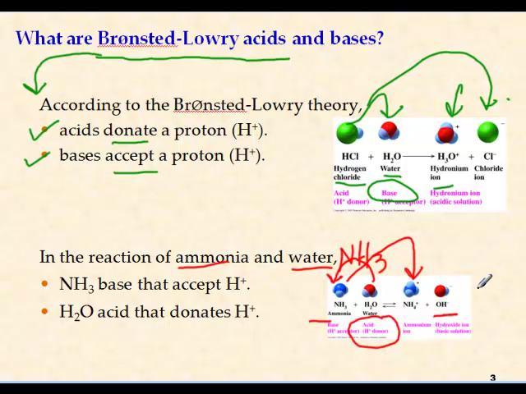incorrect either, because a solution that is basic will also have OH ions, and a solution that is acidic will always have hydrogen ions. The word produce has been changed to donate and accept, and a lot of different compounds this way can be classified as both in the definition of an acid and a base.